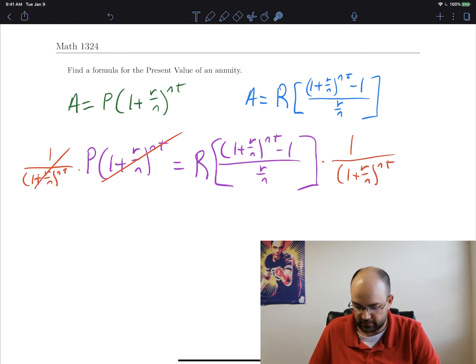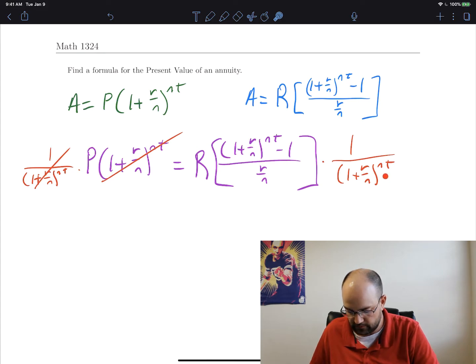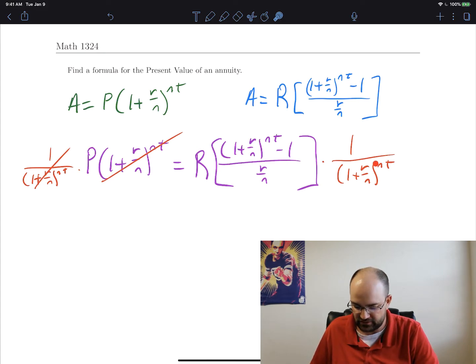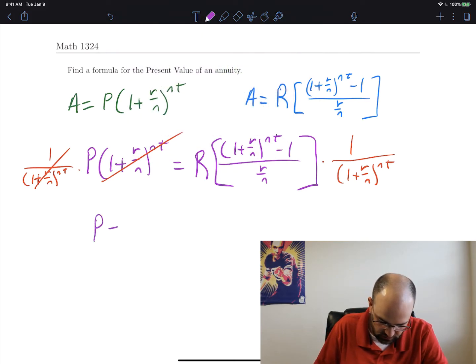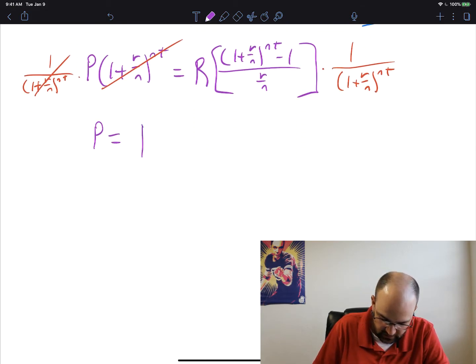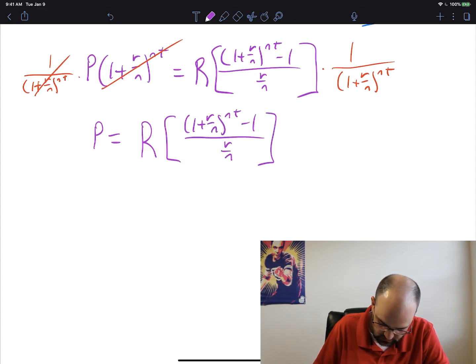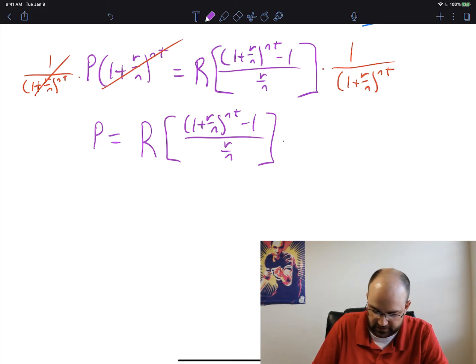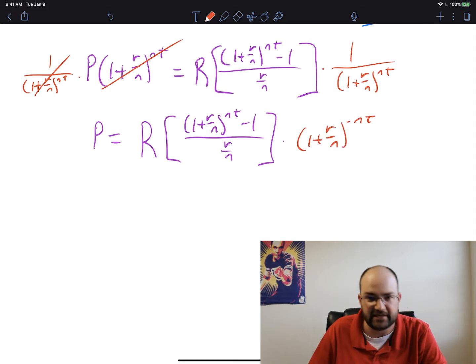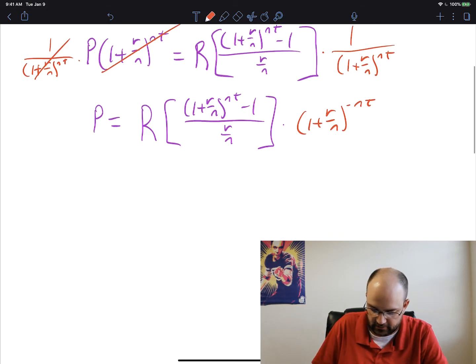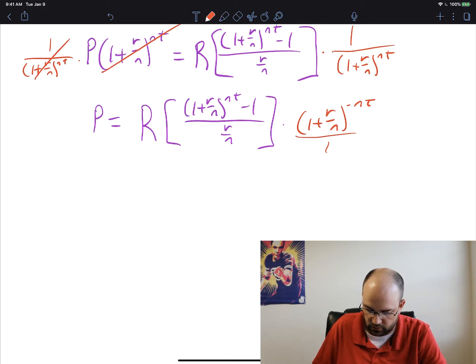And I'm going to use this little trick of moving this from the denominator to the numerator by introducing a negative in front of that exponent. So our new equation will look like this. So we still have the R, and then times all of this. And then times, instead of what you see there, it's going to look like this: (1 plus r over n) to the negative nt. So all I'm going to do is distribute this to the numerator, because this is technically over 1, so I need to distribute to the numerator here.